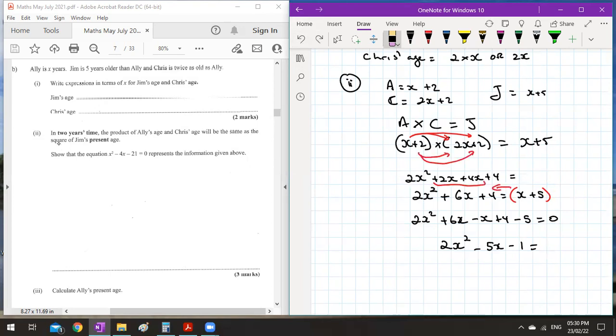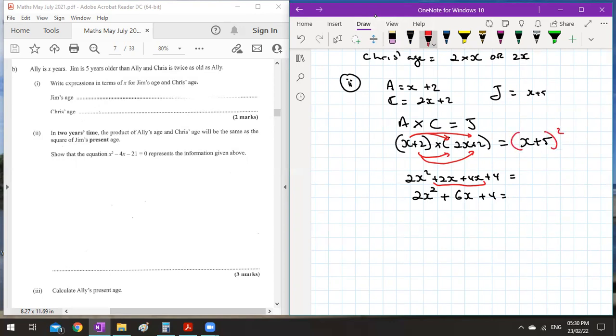Only the right-hand side needs to be fixed. So let's fix it. The square, I did not read that part. So that's why we have to be very careful when we read it, right? So the square of Jim's age.